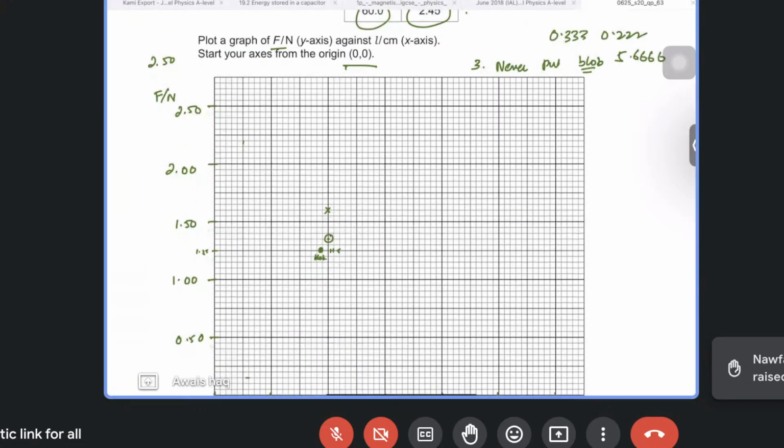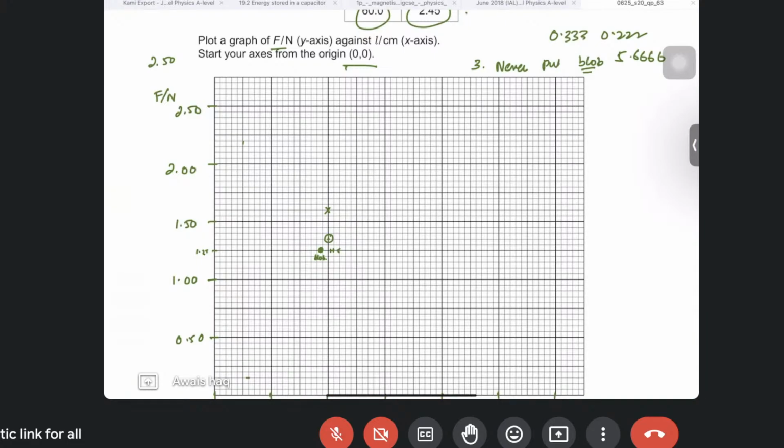Sir, do the graphs have to be ruled or freehand? No, it depends what kind of graph it is. If it's a curve, then it is freehand. If it's a straight line, then it has to be ruled. Okay. Sir, and if it's directly proportional?